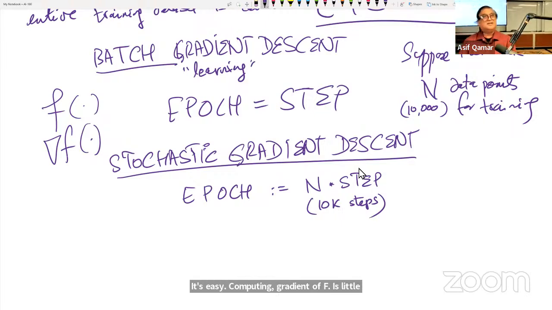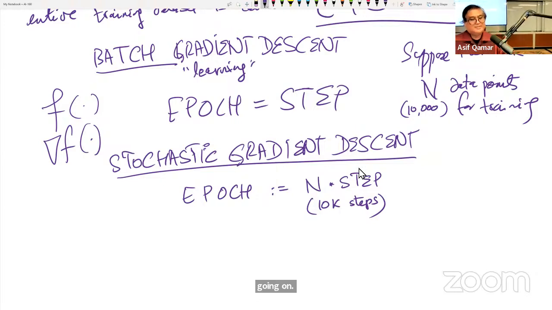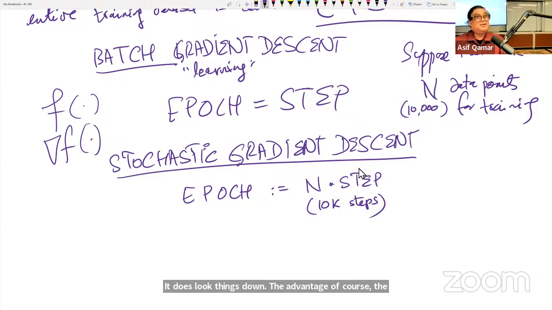So what happens is that at every stage, from every data point, you're learning. So there is a lot of compute going on. It does slow things down. The advantage, of course, the countervailing point, is that you get to see progress rapidly. You're not waiting for a gazillion rows, the whole data set, to go through.